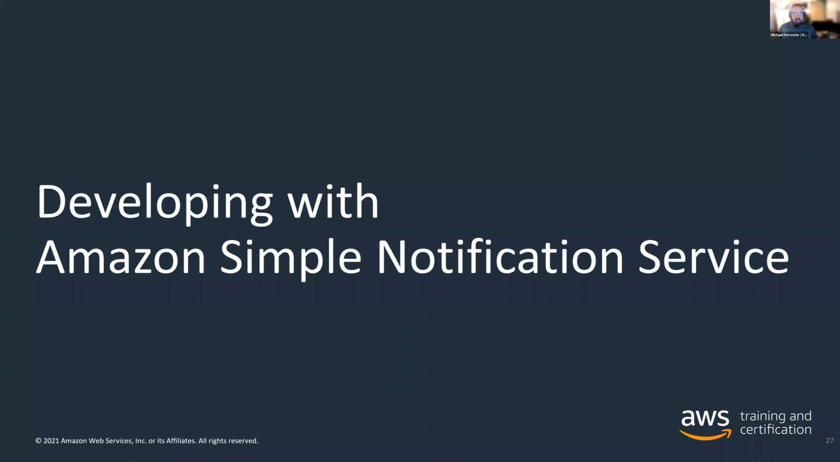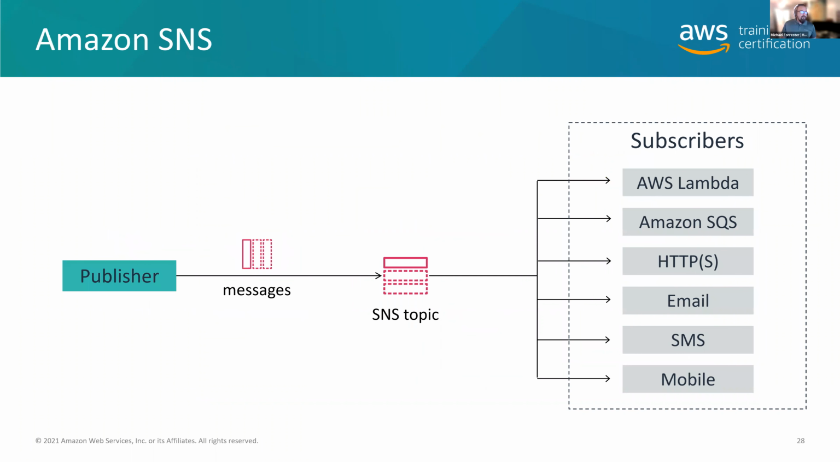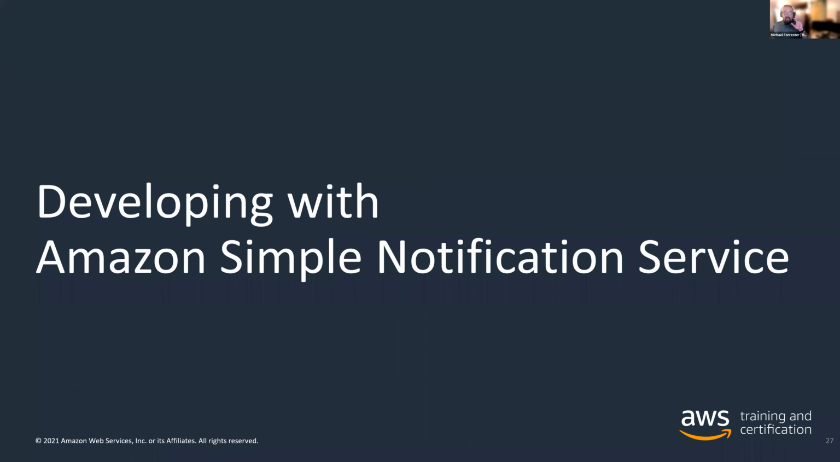Okay. Let's talk about SNS, and then we'll probably take a short break. So if SQS is a you go and ask for work model, SNS is a pub sub model, which means you subscribe and work is pushed to you.